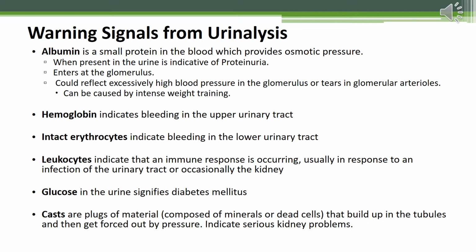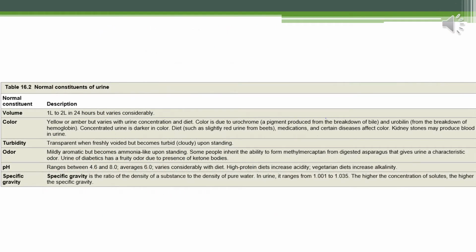And finally, there are casts, which are plugs of material composed of minerals and or dead cells that build up in the tubules and then get forced out by pressure, and these can indicate some very serious kidney problems. This chart is showing the normal constituents of normal urine, and these constituents include volume, color, turbidity, odor, pH, and specific gravity. And feel free to read this.